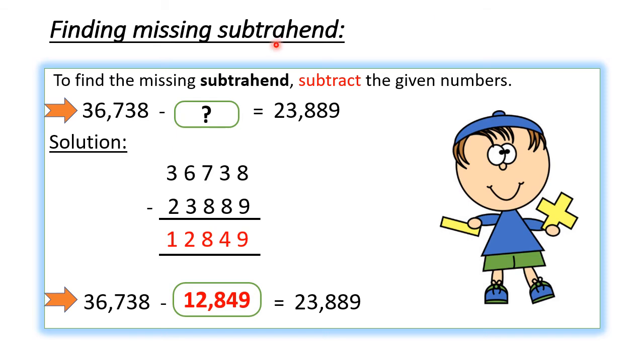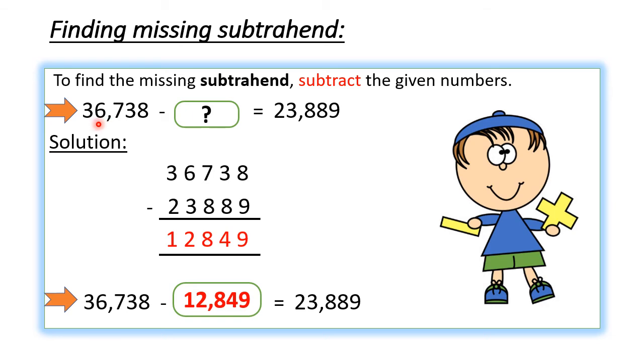Now students, let me tell you how to find the missing subtrahend while the minuend and the difference are given to us. But before starting our example, you have to remember this thing: to find the missing subtrahend, here also you have to subtract the given numbers, and here the given numbers will be the minuend and the difference. Students, look at this example carefully.